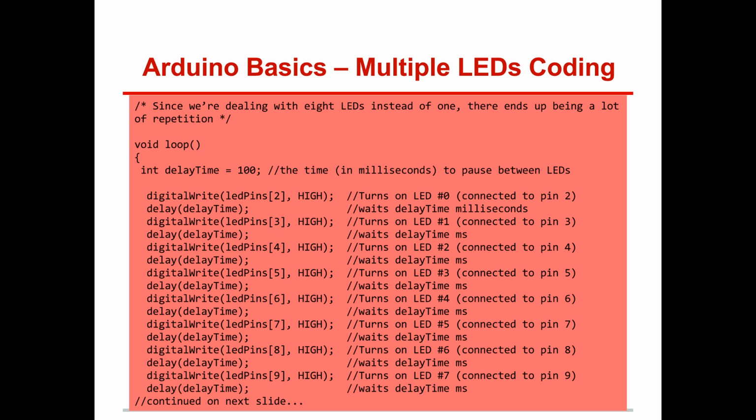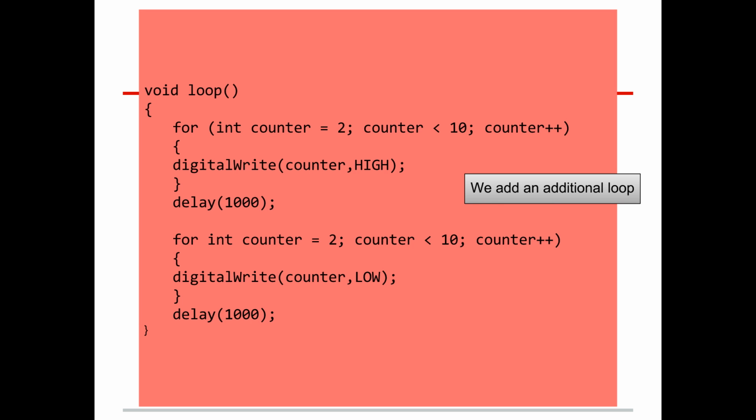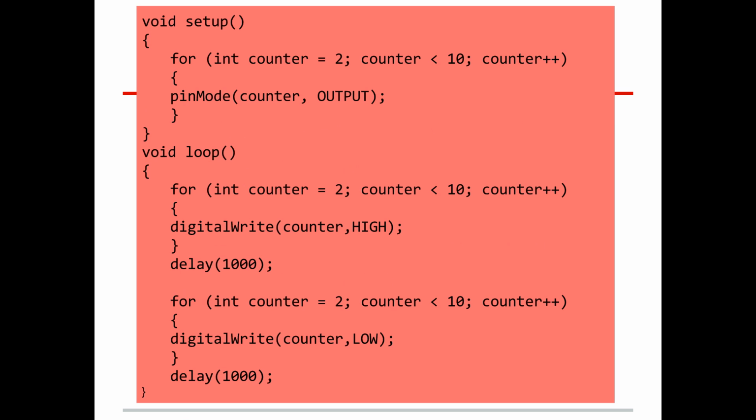The other thing is, if you're doing 8 pins like here, that would get boring after a while, having to go all the way through that to set them all or change them. So we're going to want to develop some methods to handle that. In this case, let's do for loops instead. This one writes it high, waits a second, for digital counter less than 10, digital write counter low, delay a second. So we added that additional loop.